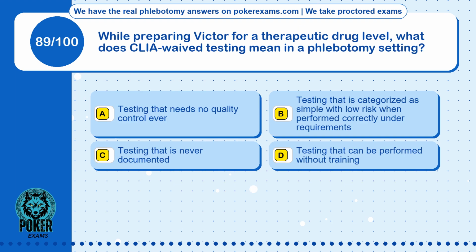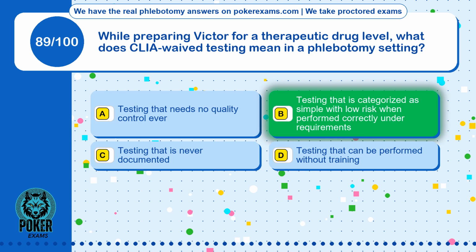Question 89. While preparing Victor for a therapeutic drug level, what does CLIA waived testing mean in a phlebotomy setting? Option A, testing that needs no quality control ever. Option B, testing that is categorized as simple with low risk when performed correctly under requirements. Option C, testing that is never documented. Option D, testing that can be performed without training.